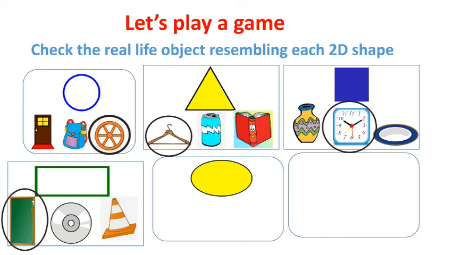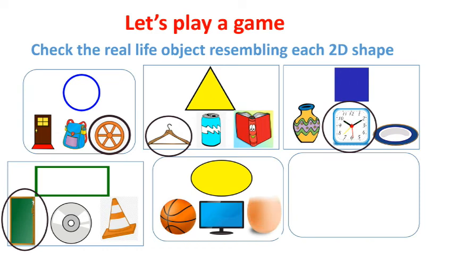Oval. Which object resembles an oval shape? Ball, correct? No, it's not a ball. TV or an egg? Which object is the correct object? Yes, brilliant. Egg resembles the shape of an oval.